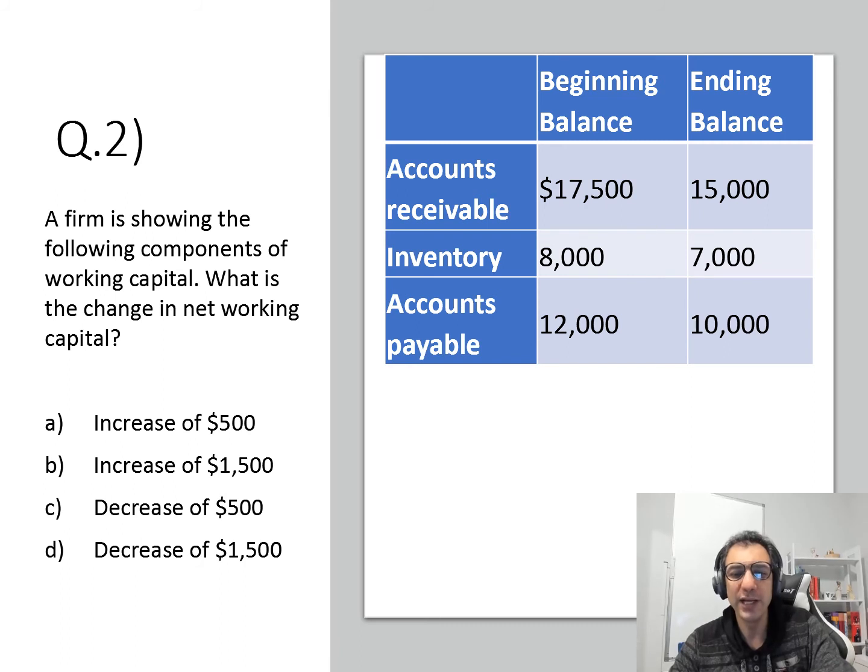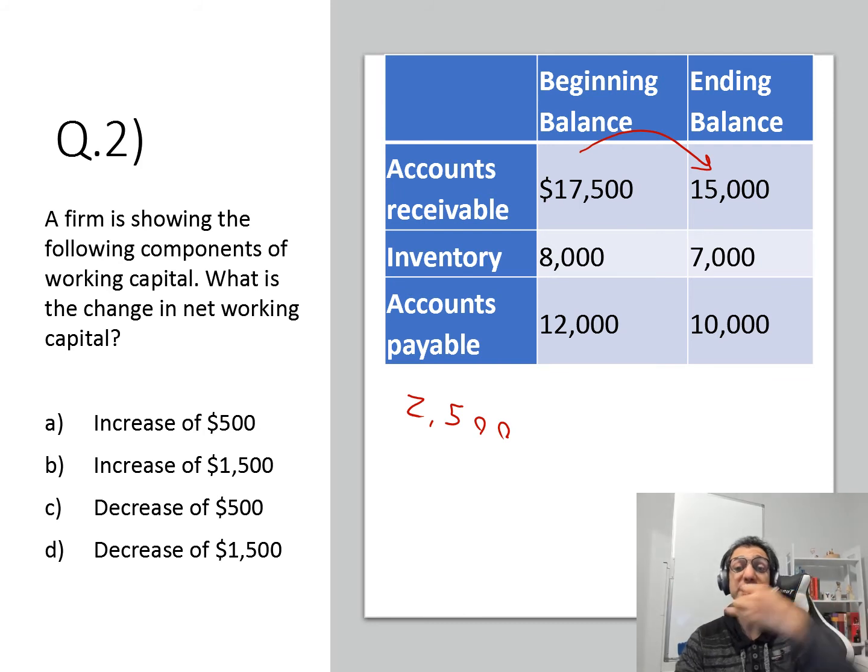So what's happening here? As you see, your accounts receivable is going down by how much? $2,500. Now, we learn when the accounts receivable is going down, that's a good sign for the cash. So any reduction in the current assets means you are getting cash, so you're converting into cash. So the cash flow is going up by $2,500, positive.